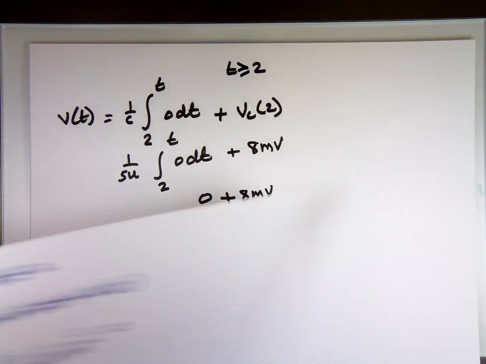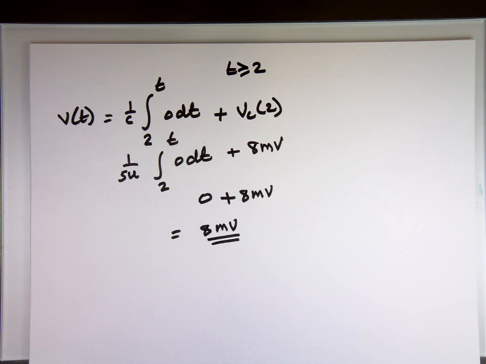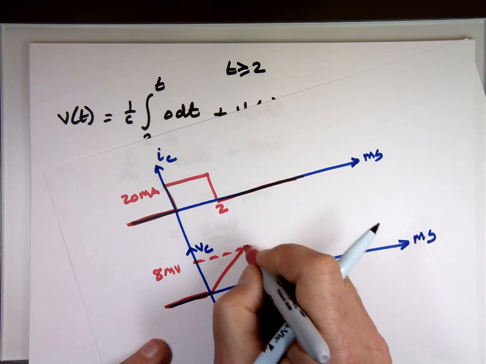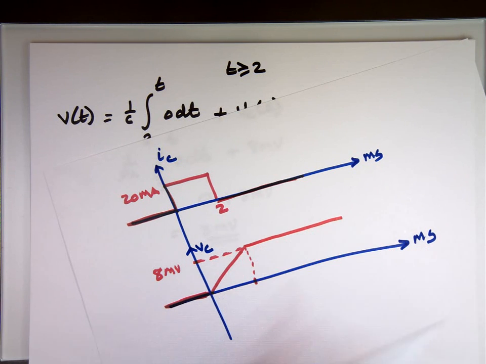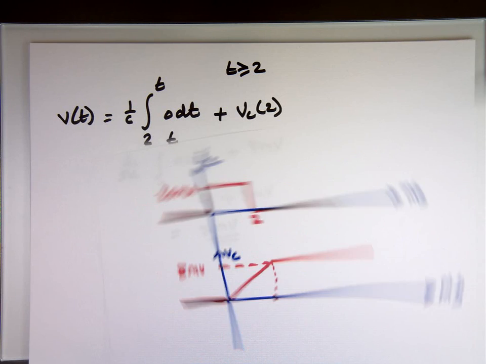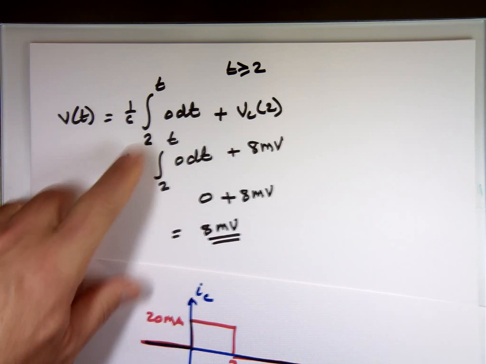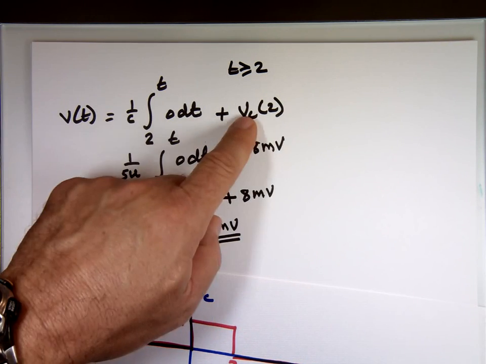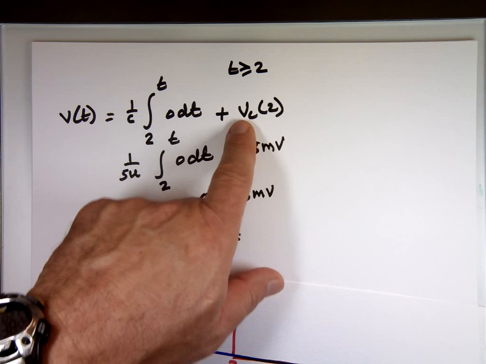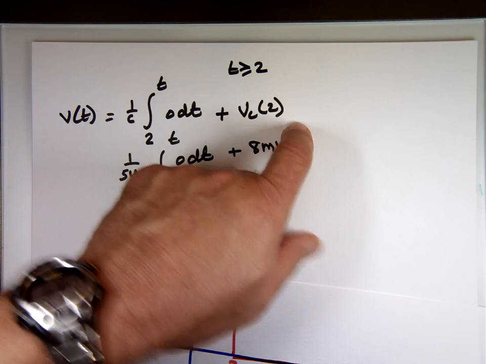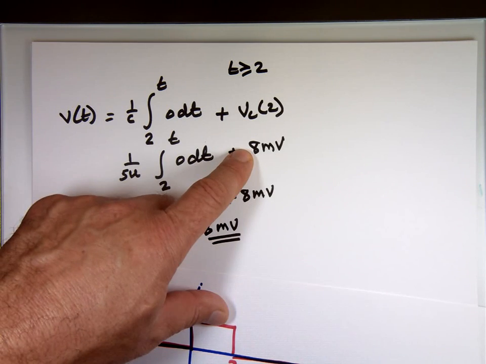So the picture for that is going to be a straight line forever, 8 millivolts. So the voltage across the capacitor is always going to be 1 over C, the integral of i dt from t0 to t, plus the voltage at t0. If this is 2, that's the voltage at 2. If this is 0, that's the voltage at 0. The voltage at 2 happens to be 8 millivolts, and that's why it stays at 8 millivolts.